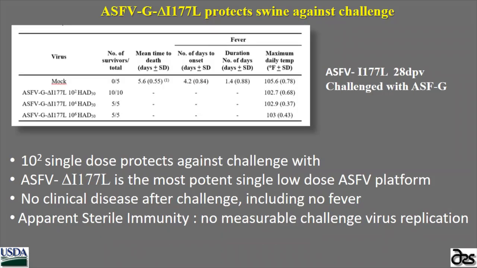When we challenged animals that were vaccinated with the deletion of I177L at 28 days post-vaccination, we found that 10 to the 2, or a single dose, could protect against challenge with African swine fever Georgia. That African swine fever Georgia Delta I177L is the most potent single low-dose ASF vaccine platform.